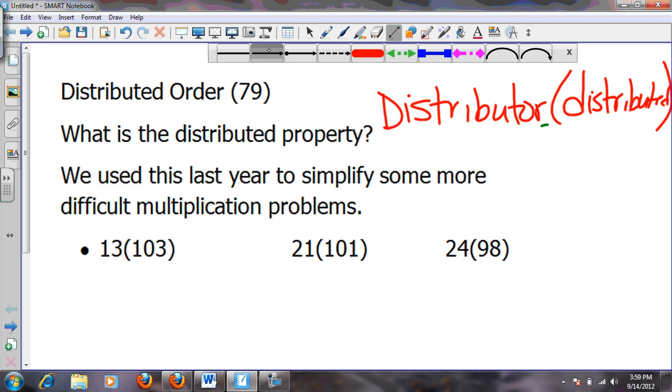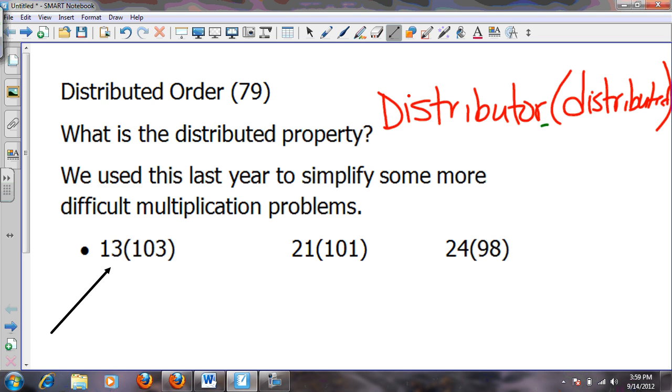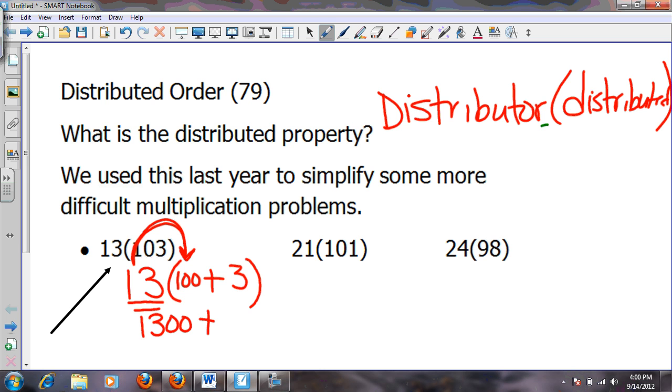For example, multiplying 13 times 103. Some of you may be able to do that in your head, but it might be a little bit simpler if we take 13 and decide to multiply it by an expression that would equal 103, like 100 plus 3. We take the distributor, which is 13, and multiply it or distribute it through the parentheses. So 13 times 100 would be 1300 plus 13 times 3, which would be 39. So now 1300 plus 39 would simply be 1339.